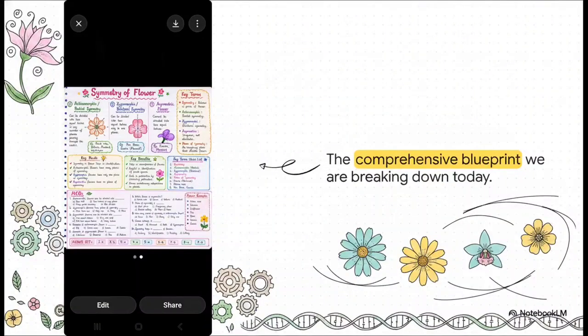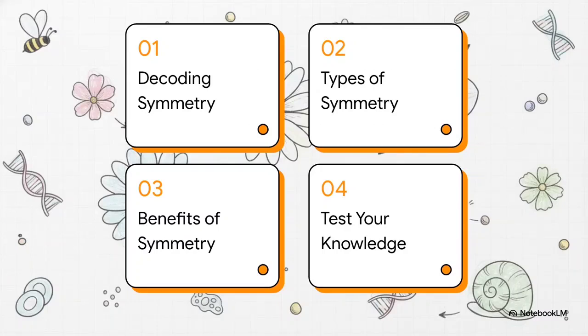What we're looking at here is a really comprehensive biological blueprint. It details exactly how, and more importantly, why flowers take the specific shapes they do. We're going to reverse engineer this whole thing step by step. We'll break down all these colorful diagrams and that tricky terminology so you can read a flower's design exactly like a pro botanist.